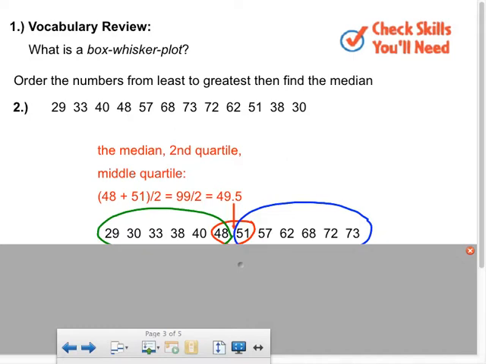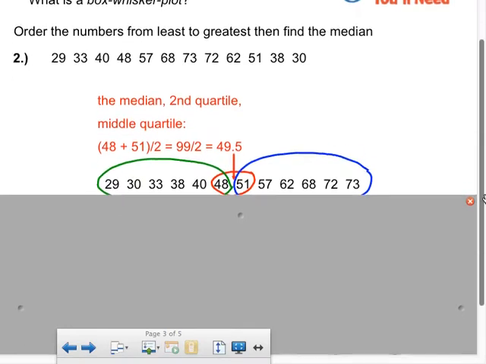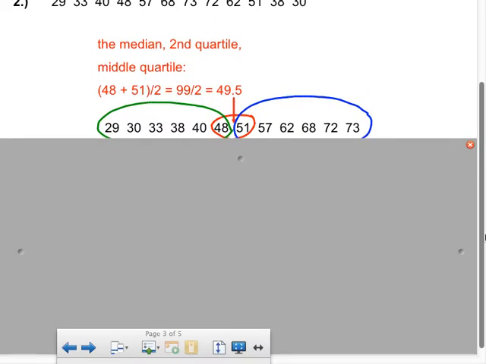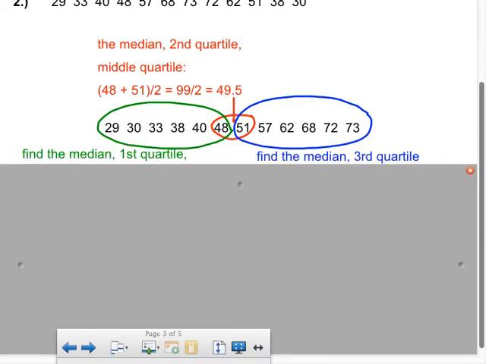How many numbers are in the first half of the set? There's 6, so it's even, right? So are we going to have a median in the set? No, we have to make our median by doing the average of the two in the middle, right? Okay. And then similarly for the second half of the set. Okay, so I need you to find the first quartile, and then I need you to take the median of the second half of the set in blue here to find the third quartile.